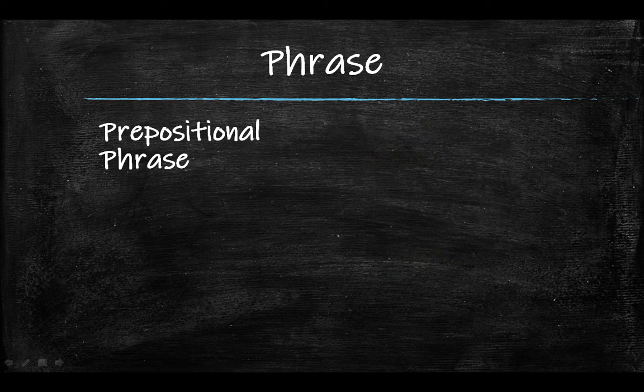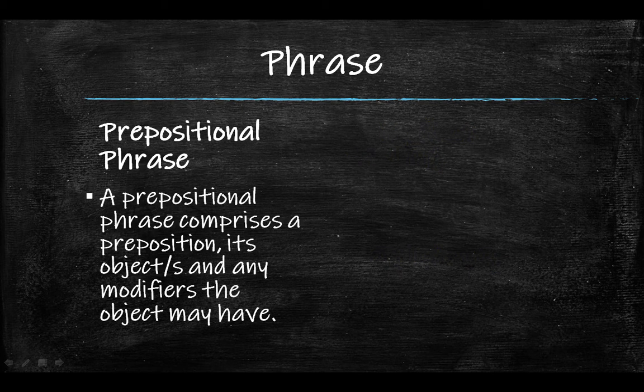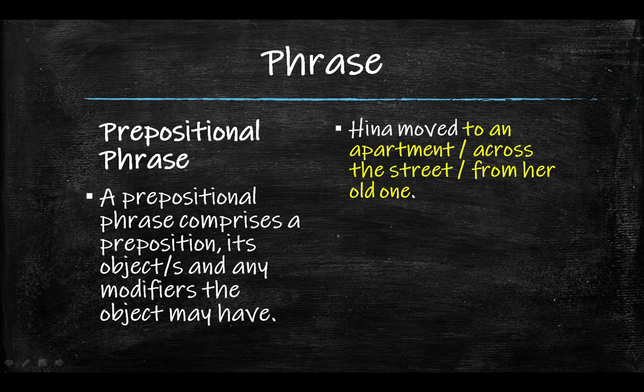Next is prepositional phrase. A prepositional phrase consists of a preposition and its object, or sometimes there are more than one object, and most of the times there are a couple of modifiers, one or more modifiers with the object of preposition, and those modifiers of the object of preposition are a part of the prepositional phrase. Let's take a look at a few examples.